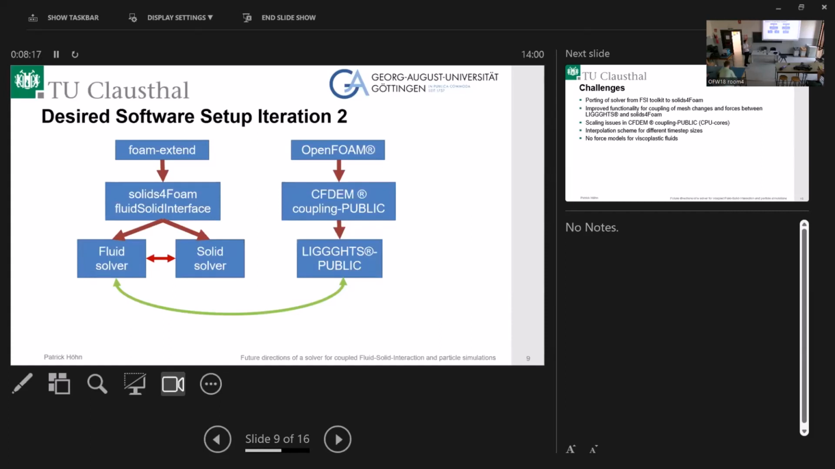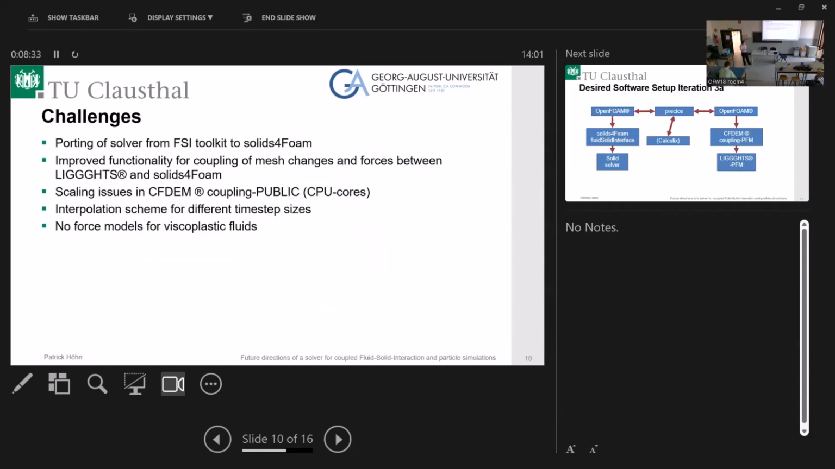And I simplified my setup a bit in a way that I just pushed all the forces and the mesh movement via the solid fluid solver so that the solid solver can remain unmodified. But yet there were still some more challenges.